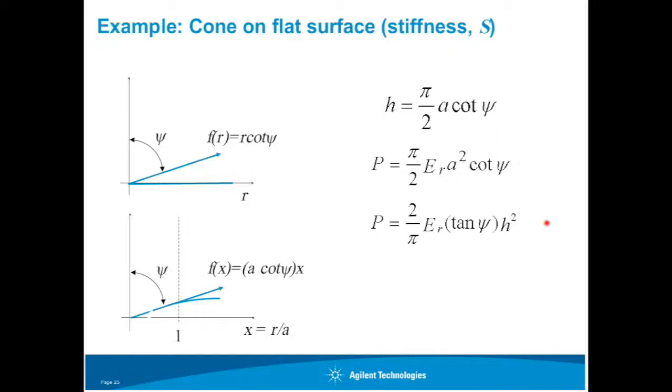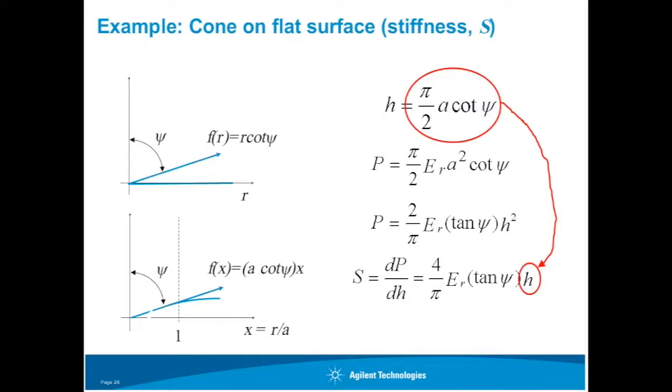Now, for reasons that are probably not obvious yet, we'd also like to know the derivative of force with respect to displacement, which is also called the elastic stiffness. So taking the derivative of P with respect to H gives this expression for stiffness. And finally, if we want to express the stiffness in terms of the contact radius, we substitute this expression for H and simplify to get this very simple expression relating the elastic stiffness, reduced modulus, and contact radius.